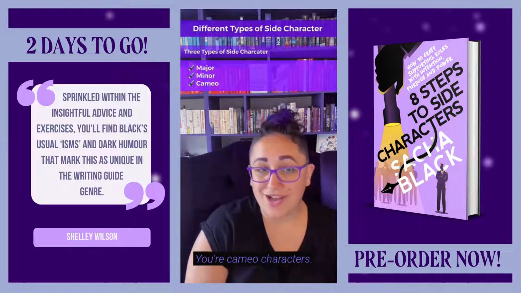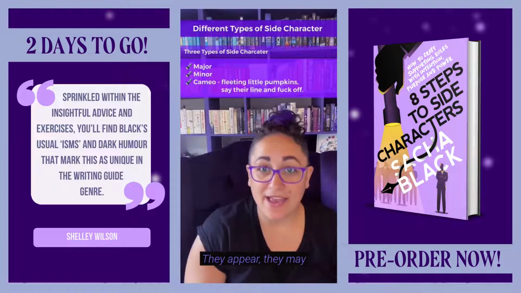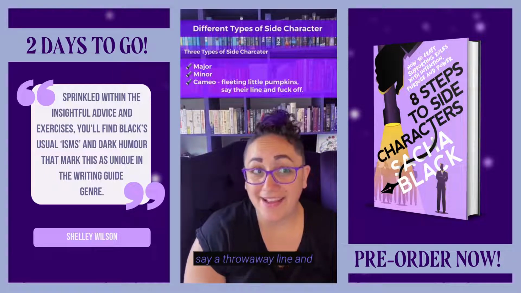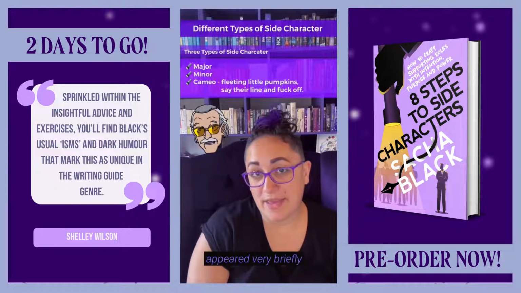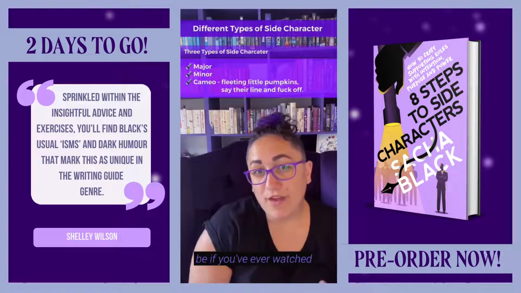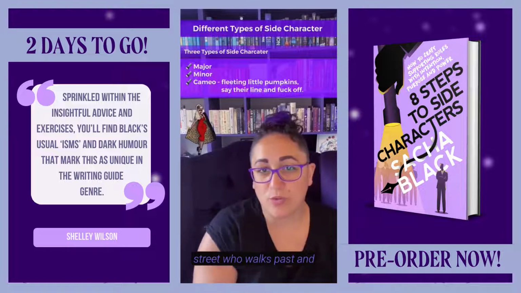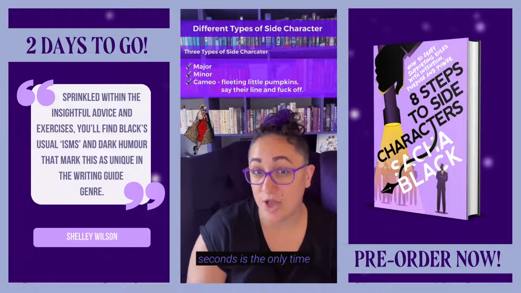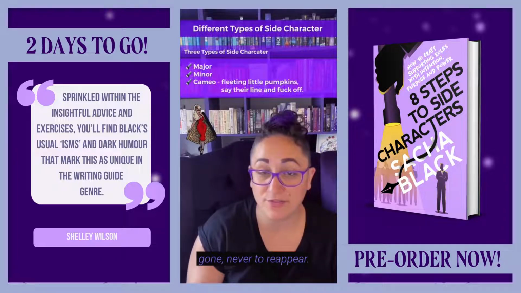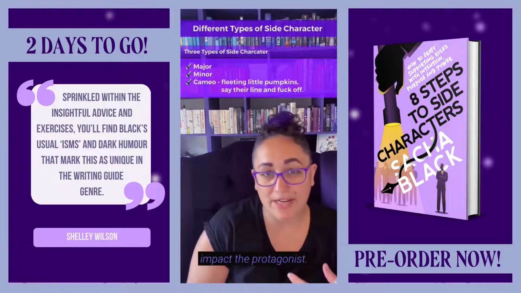Your cameo characters are your fleeting, brief little pumpkins. They appear, they may say a throwaway line, and then they fuck off again. A good example of a cameo is Stan Lee, who appeared very briefly in the Marvel movies. Another example would be, if you've ever watched the film The Matrix, there is a woman in a red dress in a downtown New York street who walks past and distracts the protagonist. That sort of 5 or 10 seconds is the only time you see her. Then she's gone, never to reappear. That's what a cameo is. They leave no mark on the story. They don't really impact the protagonist.